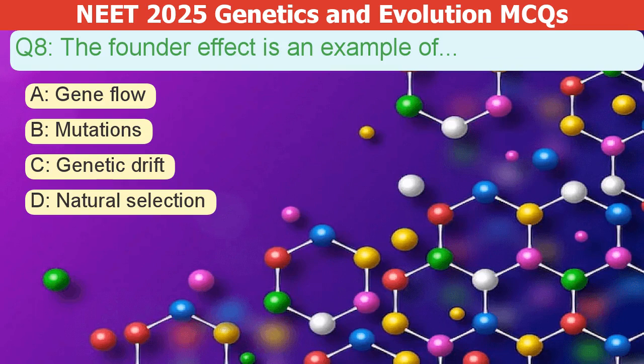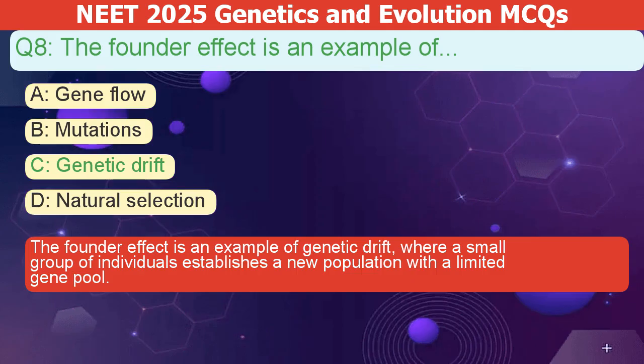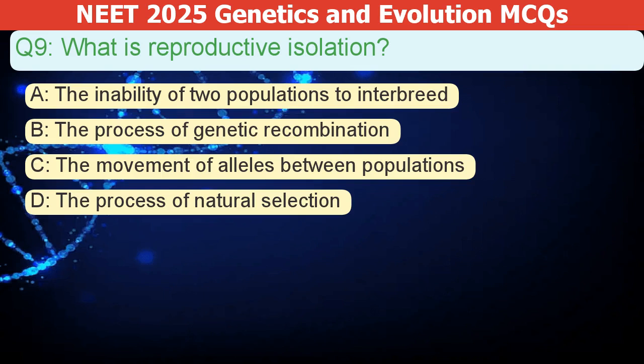The founder effect is an example of A. Gene flow. B. Mutations. C. Genetic drift. D. Natural selection. The correct answer is C. The founder effect is an example of genetic drift, where a small group of individuals establishes a new population with a limited gene pool.